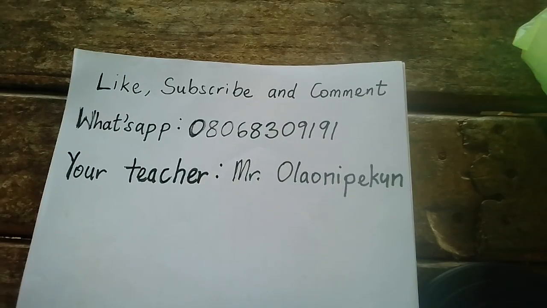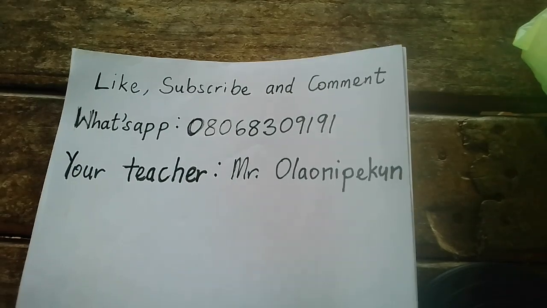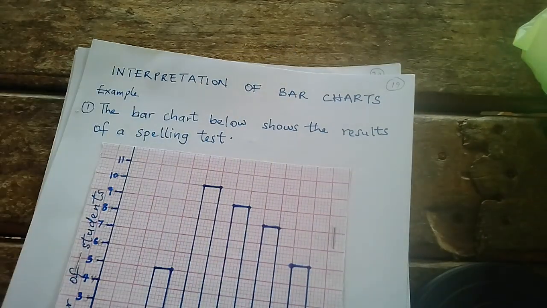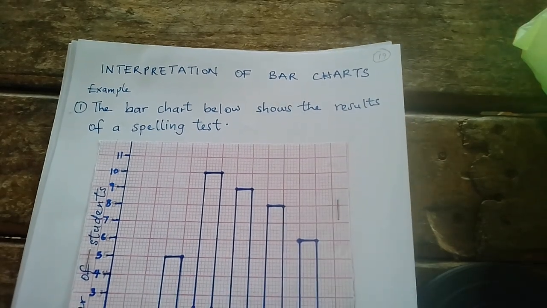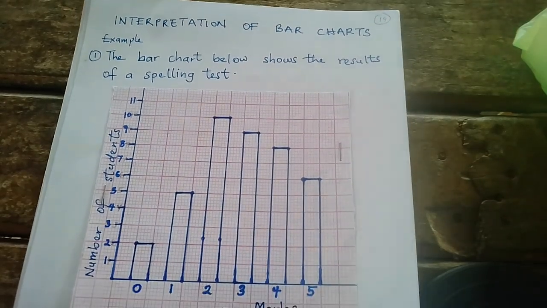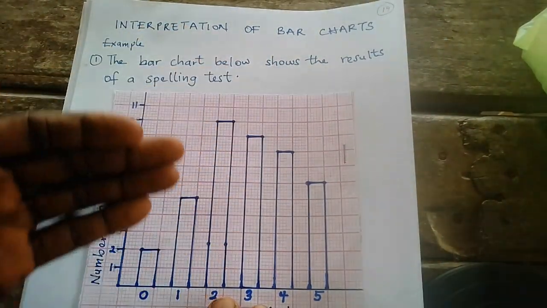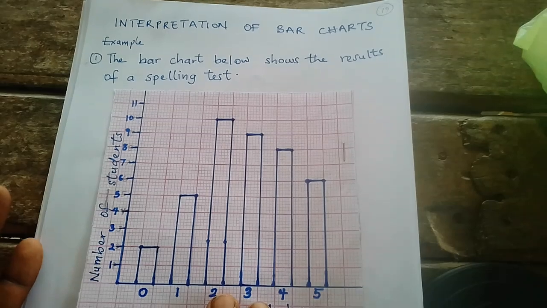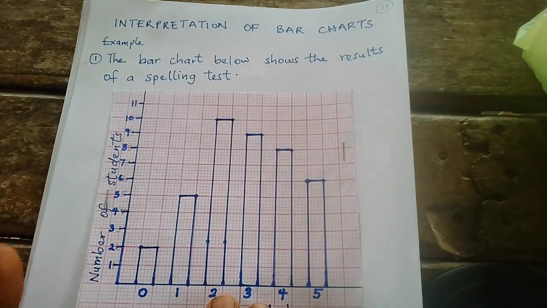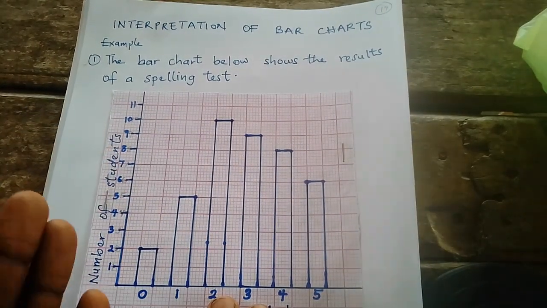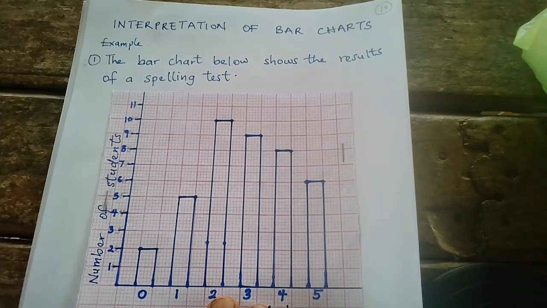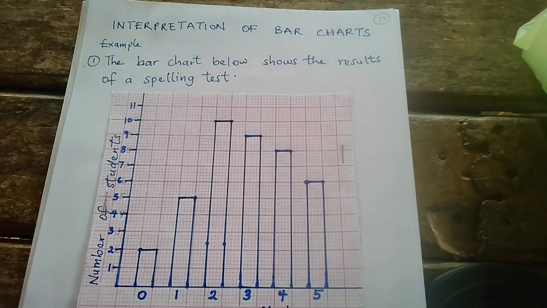Hello, we are moving further in this topic, statistics. Now, we want to look at interpretation of bar charts. There are times that instead of giving us raw data, what we see is a bar chart. And usually in practice, we represent information on charts like this so that it will be easier for us to decode the information we are looking for.